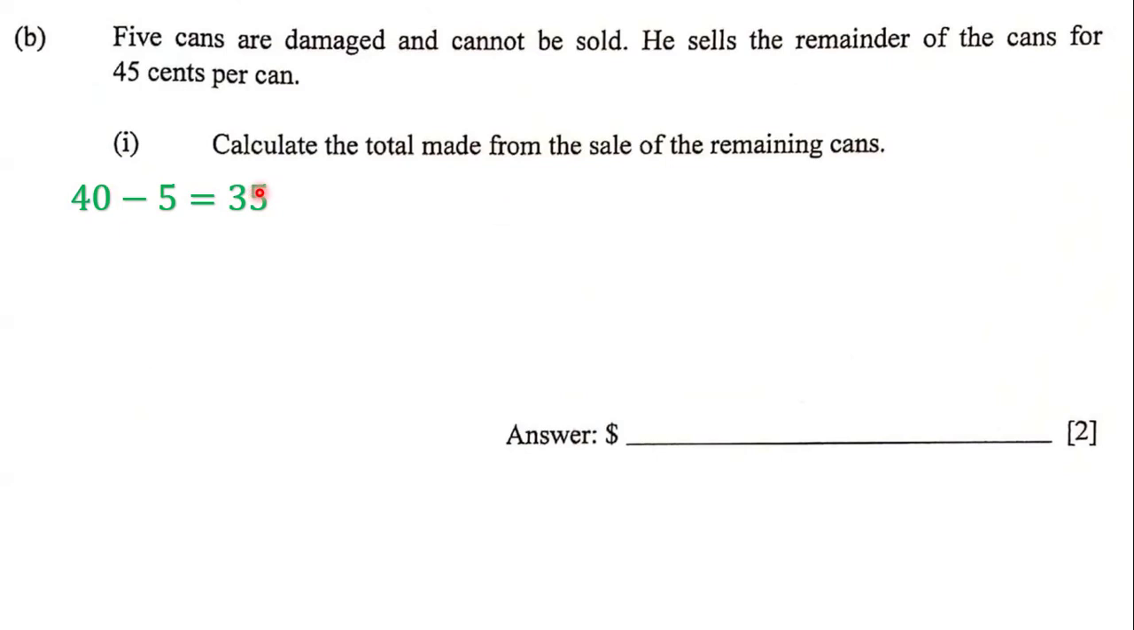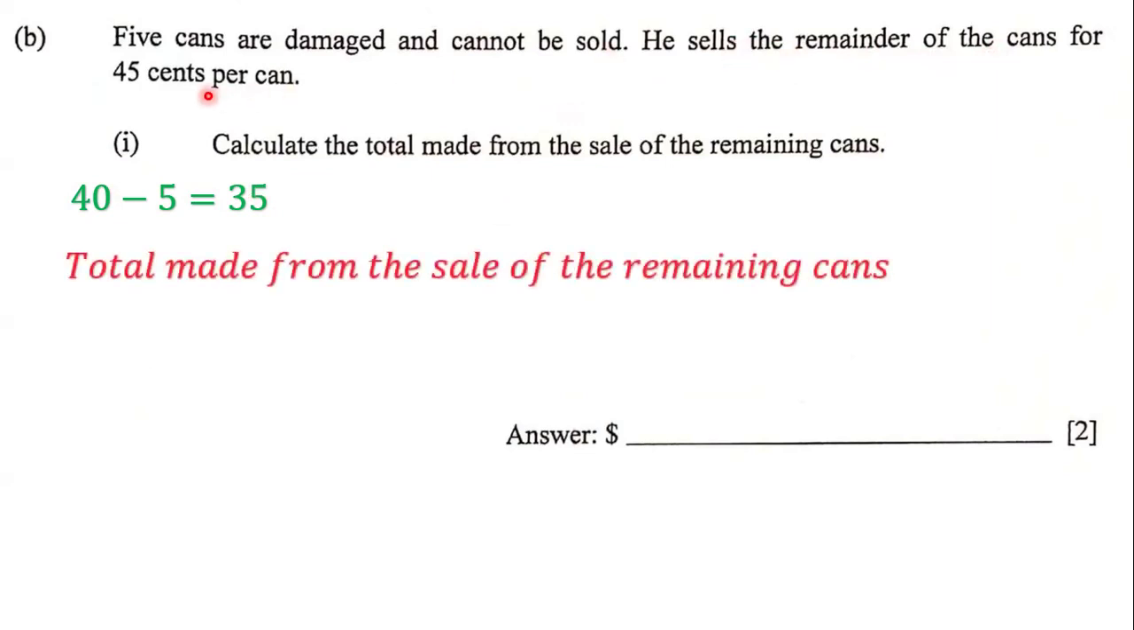Now, how much does he sell them for? Well, it says he sells the remainder of the cans for 45 cents per can. So that means that we're going to take the 35 cans and multiply them by 45 cents. And so that means that the total made from the sale of the remaining cans is going to be 45 cents multiplied by 35. I'm going to use 45 cents because it's 45 cents per can, and we use 35 because that's the remaining cans that are left that can be sold.